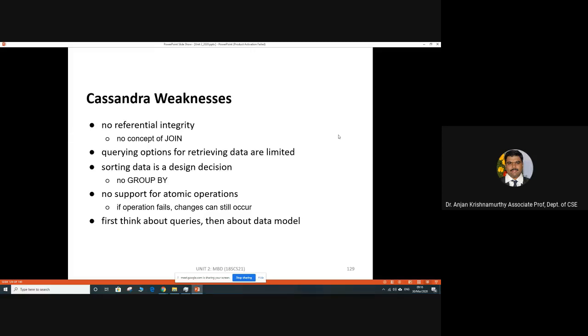Right? Query options for retrieving data are limited. Sorting data is a design decision. So there is no group by or sort by clause. No support for atomic operations. If the operation fails, changes can still occur. First think about queries and then think about the data model. So these are the weaknesses of the Cassandra system.